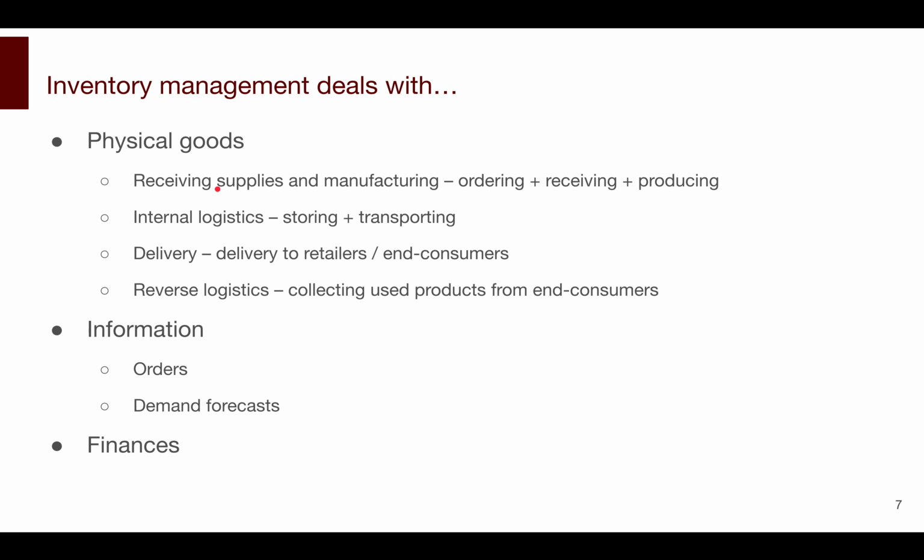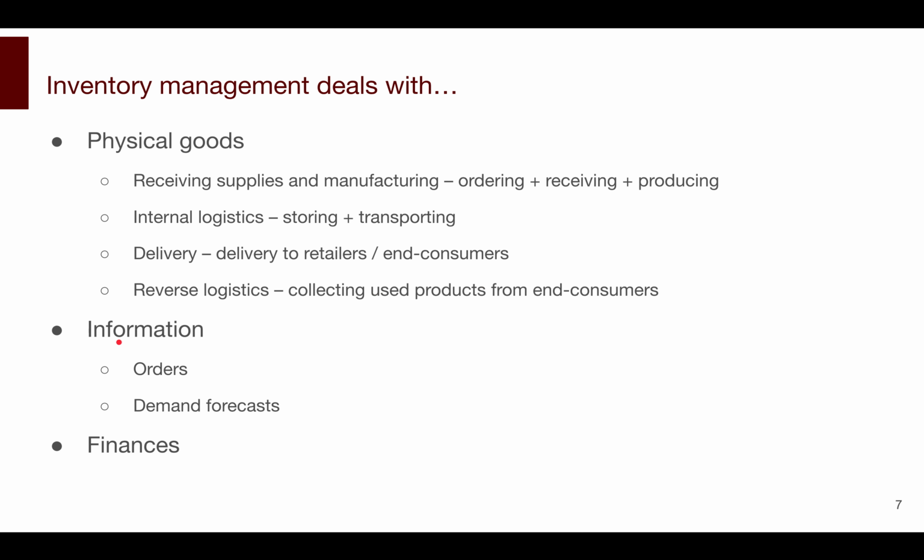So inventory management deals with physical goods or products. This includes receiving your own raw materials or how you manufacture your own products. This includes internal logistics, where you have to store and transport these raw materials or finished goods, or work in progress, between the various facilities. It includes delivery to the retailers or the end consumers. And sometimes it also includes reverse logistics, where you need to collect used products from end consumers or from retailers for recycling.